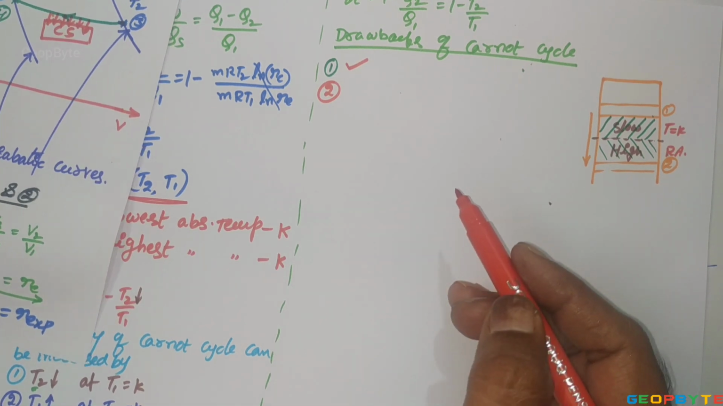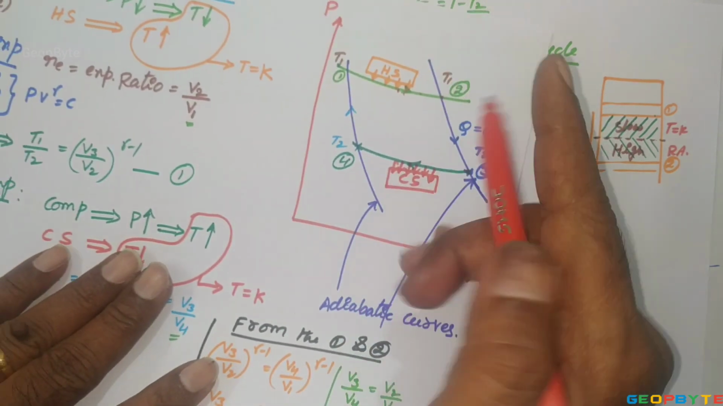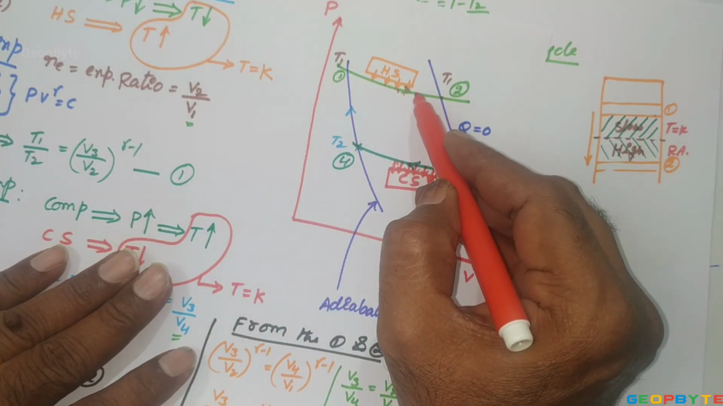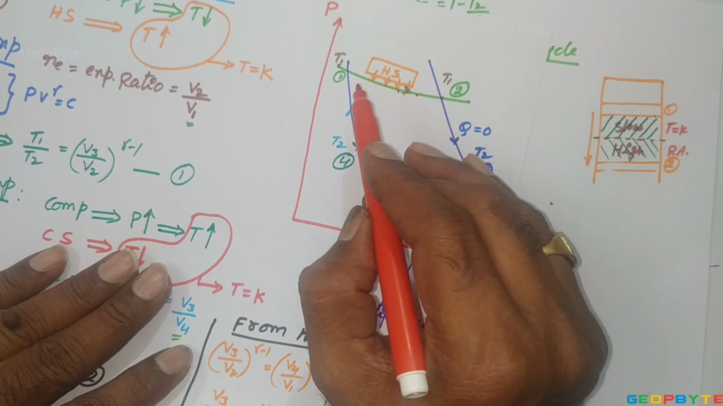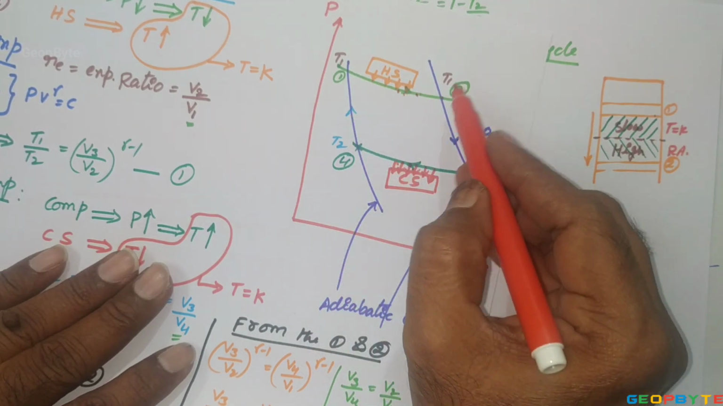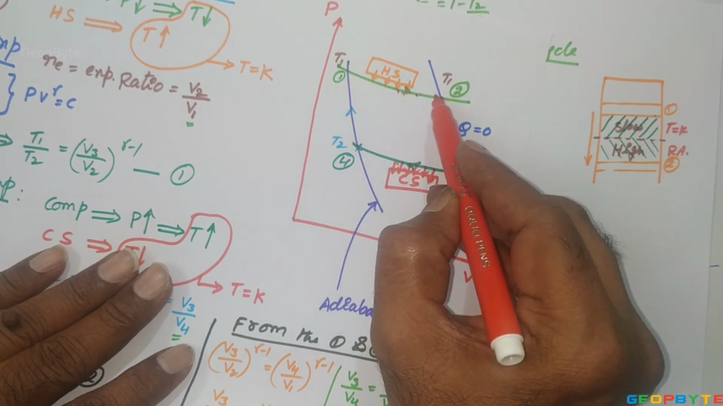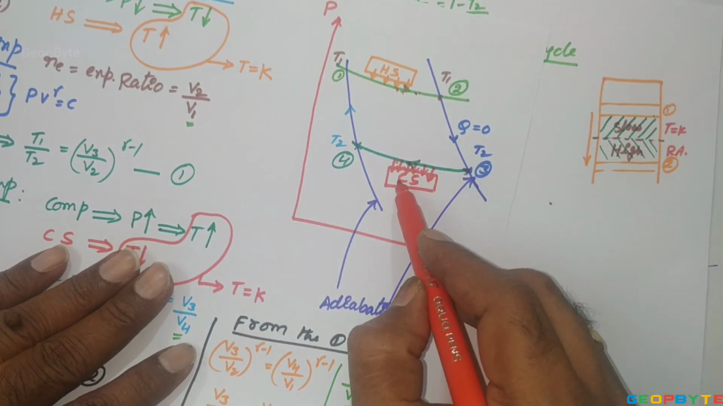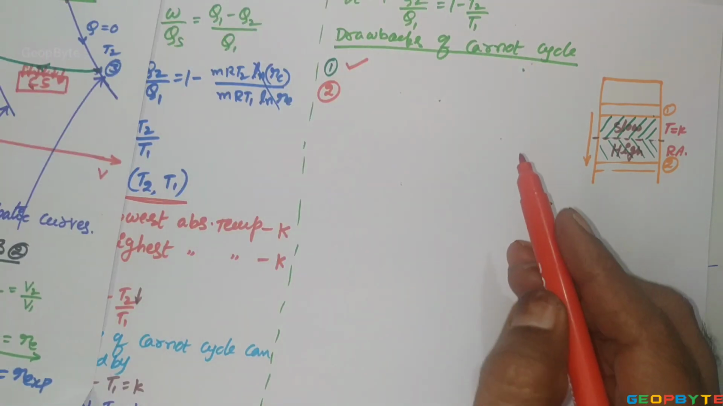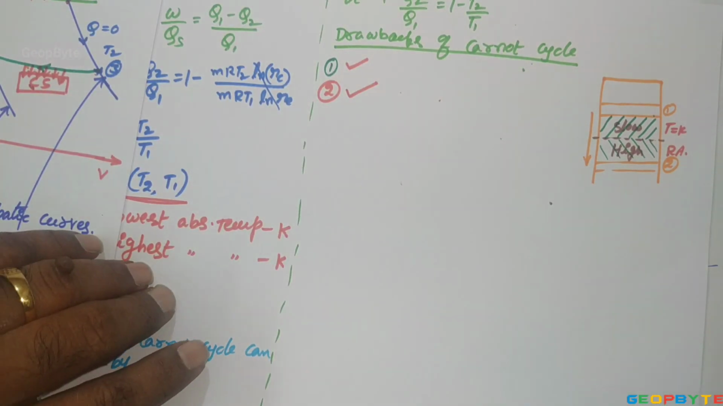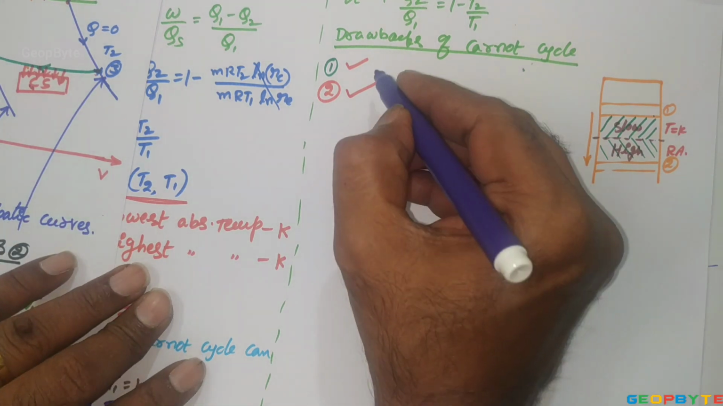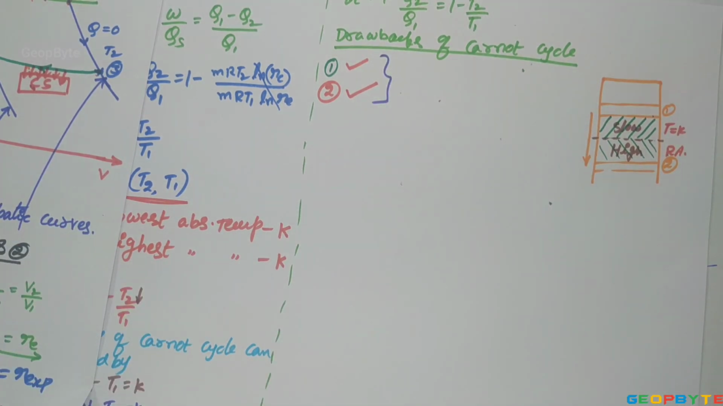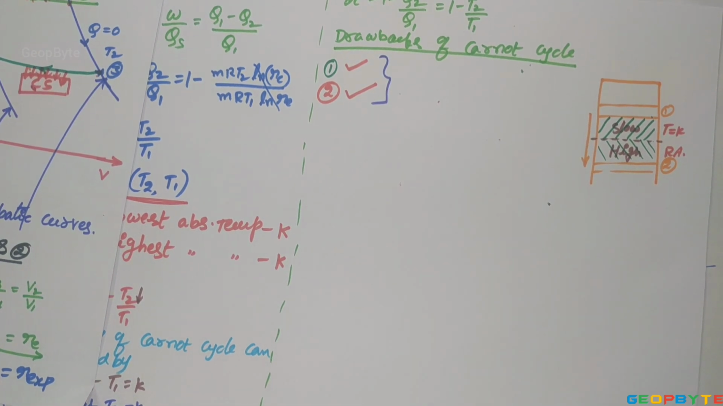But in case of the Carnot cycle, since atmospheric air is the working material and is treated as an ideal gas, ideal gases never go for phase change. Without phase change, it is impossible to supply the heat at constant temperature and reject the heat at constant temperature. That is the second drawback of the Carnot cycle.